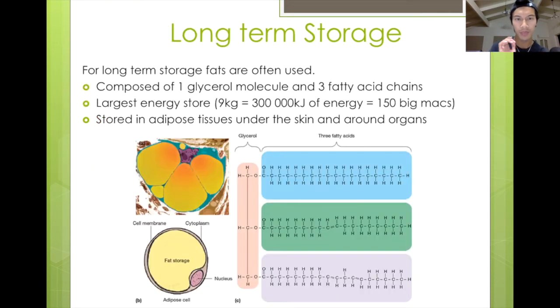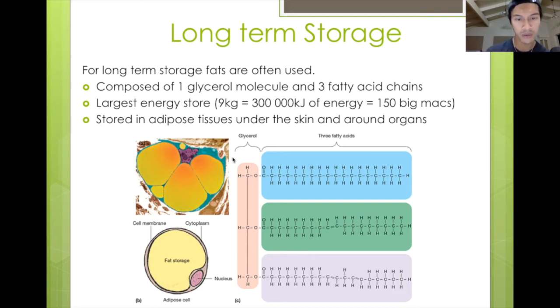Okay, long-term storage. For long-term storage, fats are often used. Fats are made up of 1 glycerol molecule and 3 fatty acid chains, as we looked at in the previous chapter. It contains the largest store of the organic molecules. About 9 kilograms will store about 300,000 kilojoules of energy, which equates to roughly 150 Big Macs. We store fats in the adipose tissue underneath your skin and around your organs.